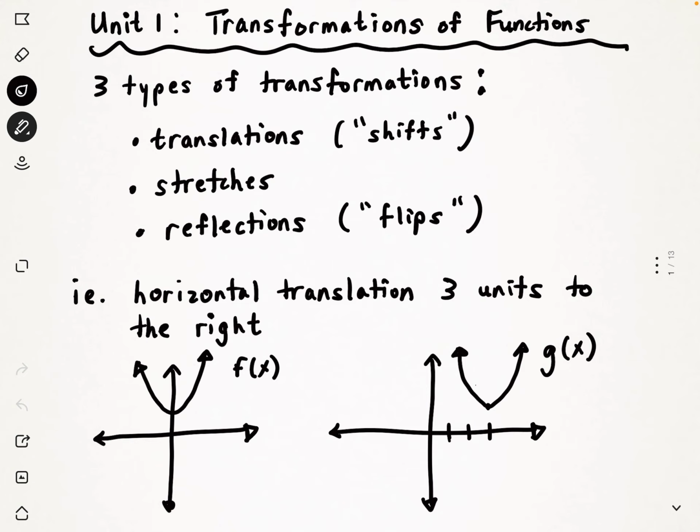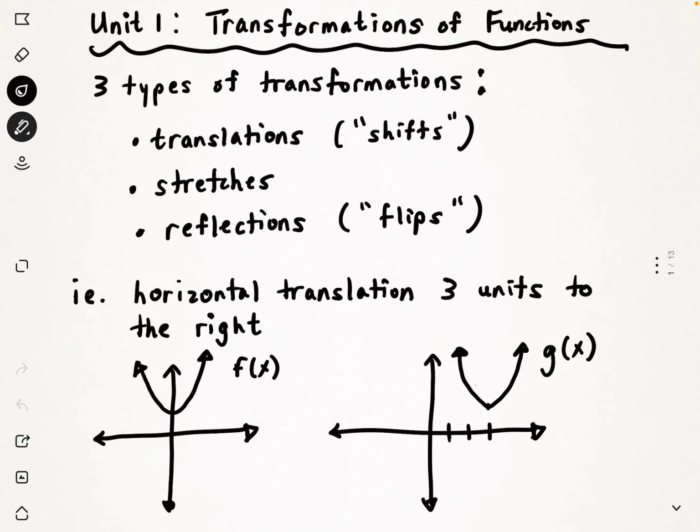But when you state your translation, you should have a direction, left or right, up or down. And it should also give you the number of units that you're moving, like 3 units to the right in this case. Some other translations could be 2 units up, 4 units to the left, that sort of thing. So a number of units and a direction. And your direction will either be horizontal or vertical.